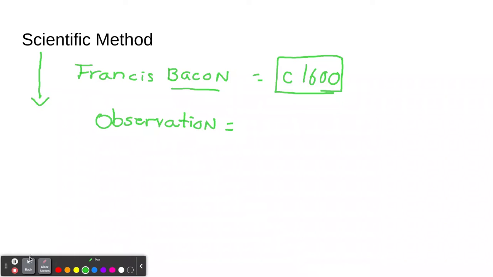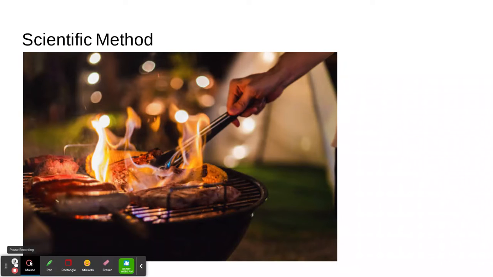So, for example, let's say that you were outside and you smelled a barbecue. Let's get a barbecue picture. All right, here's a nice one. So, let's say you're walking down the street. You don't see the barbecue, but as you're walking down the street, you smell fire. So, you're using a sense. You're observing with the sense of smell, right? You're smelling the fire and you also smell meat. So, that is your observation.